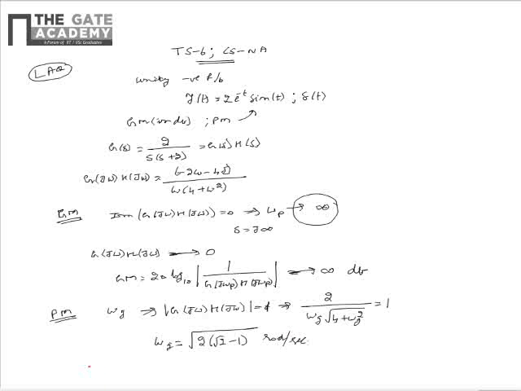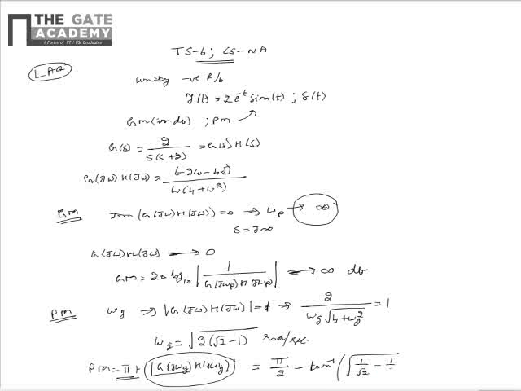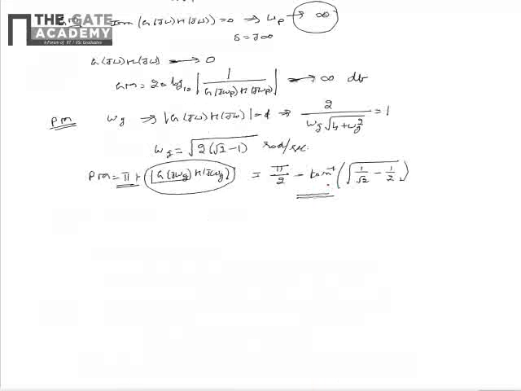So we know that the phase margin is equal to pi plus phase of g of j omega g multiplied by h of j omega g. That is, the phase evaluated at gain crossover frequency needs to be added with pi to get phase margin. Upon simplification, we see that it can be obtained as pi minus tan inverse of square root of 1 by root 2 minus half. So this is the phase margin of the control system. From this we see that the obtained gain margin and phase margin correspond to option D.